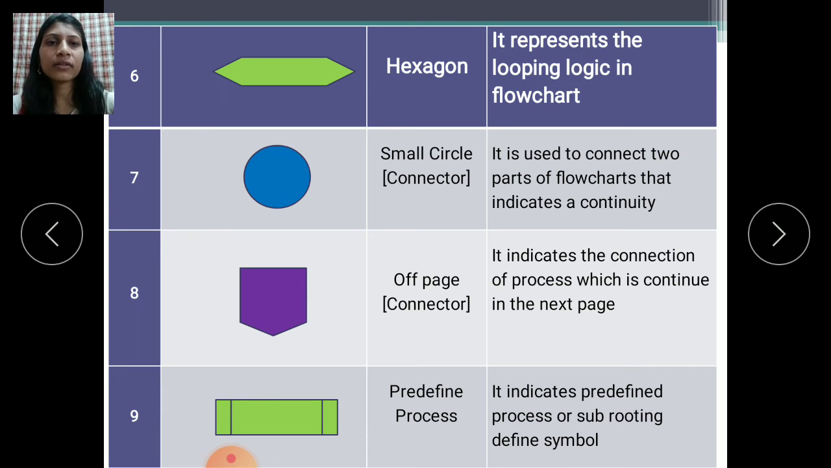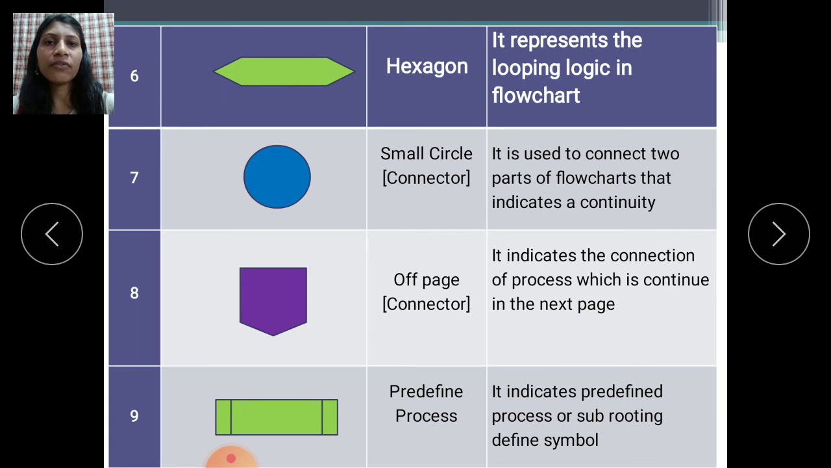Then the seventh symbol is called a small circle. We can call it a small circle or a connector. Connector means what? It connects two diagrams. If you want to connect two diagrams, we use this connector.